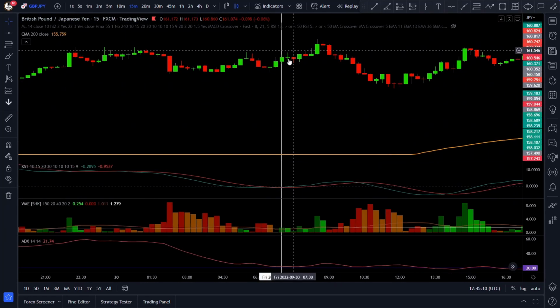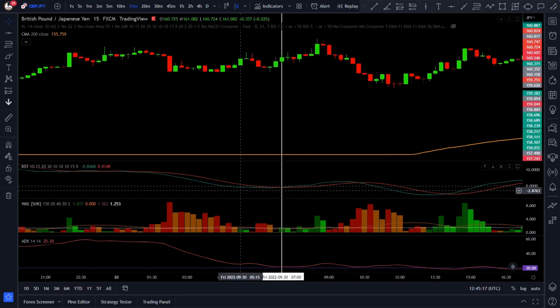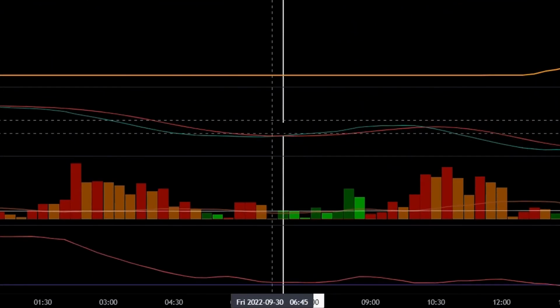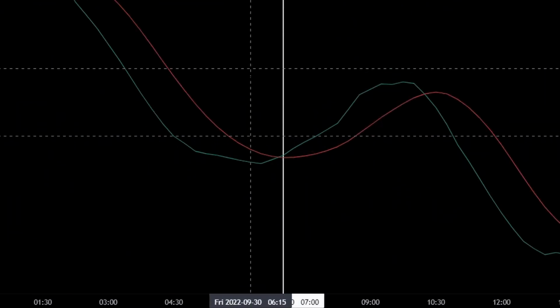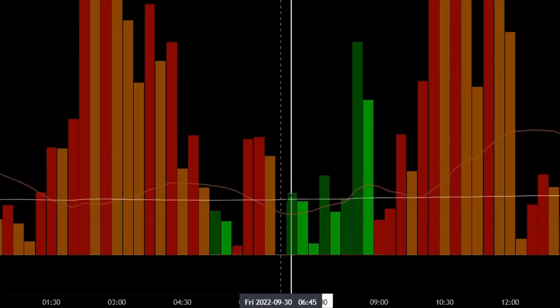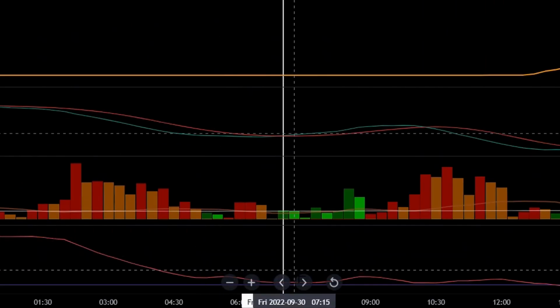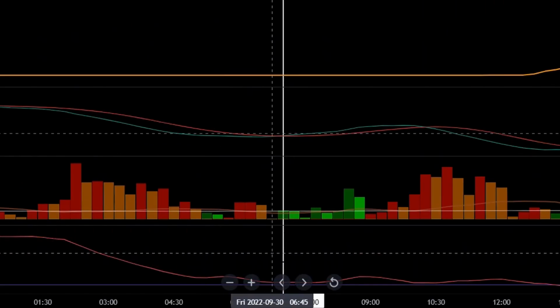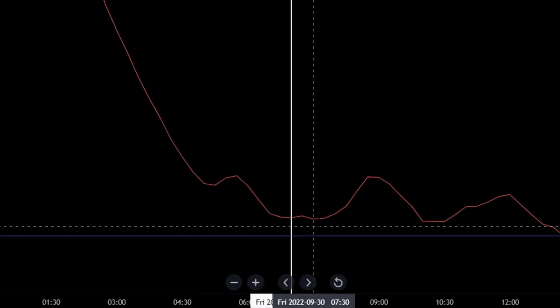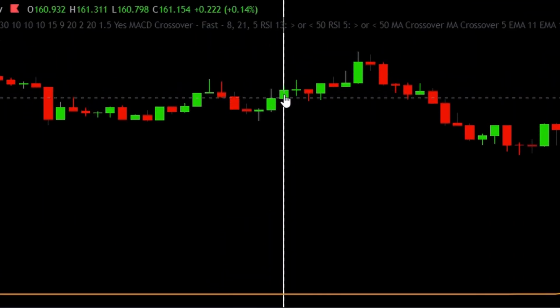Here is another potential long entry. First, the price needs to be trading above the corrected moving average. Then we need to have a cross up on the No Sure Thing. The Waddah Attar needs to be above both of those lines. And the ADX needs to be above the 20 level. All of the criteria are met on this candle, so we can enter into a long position.